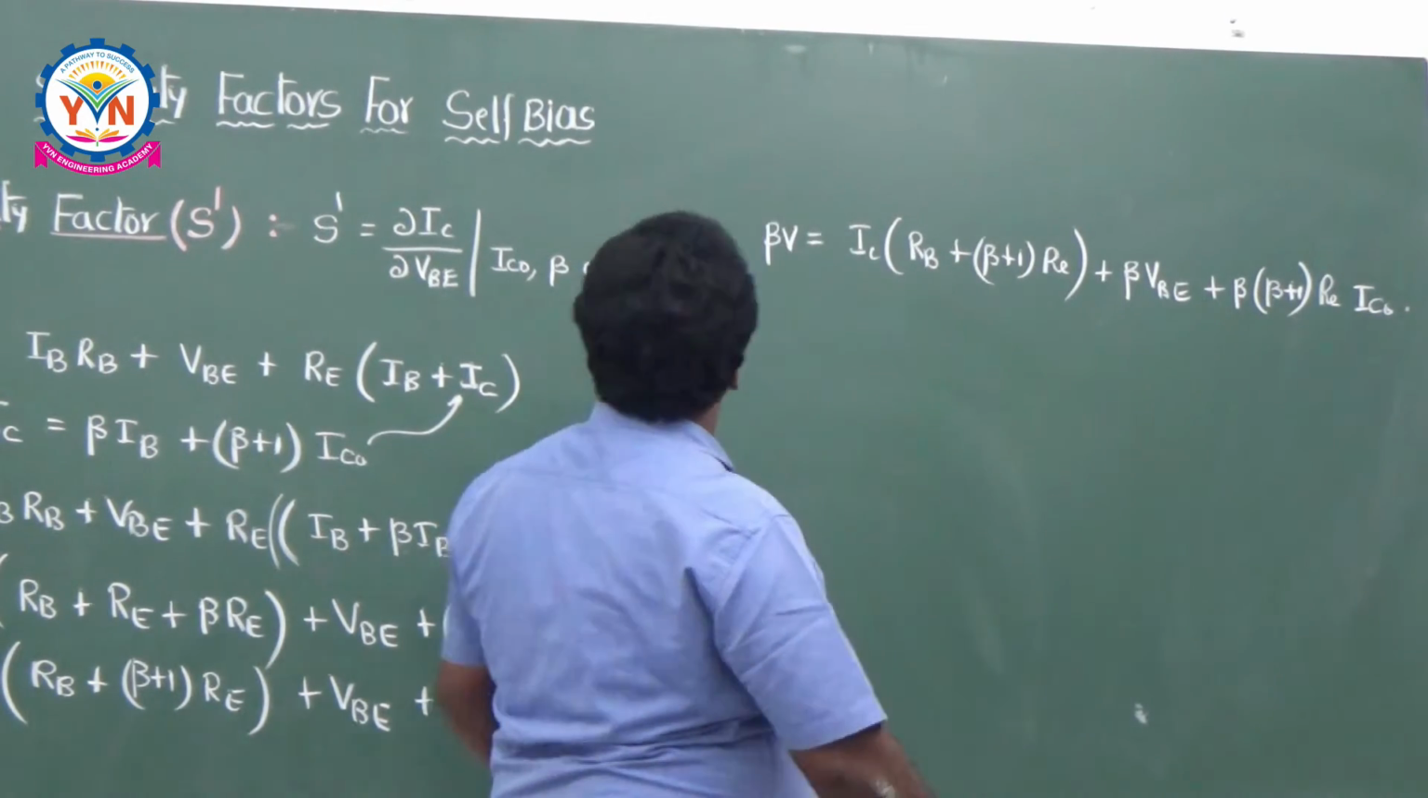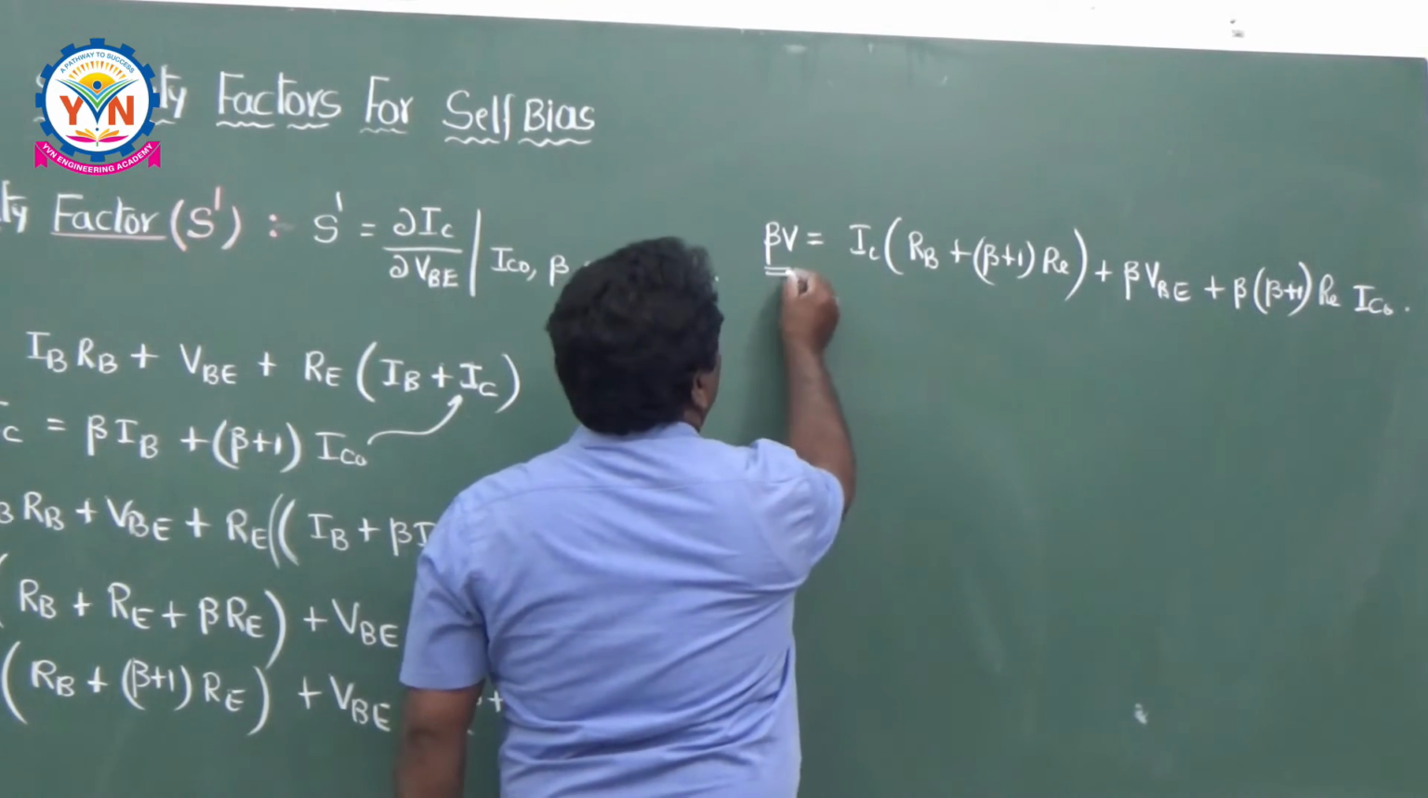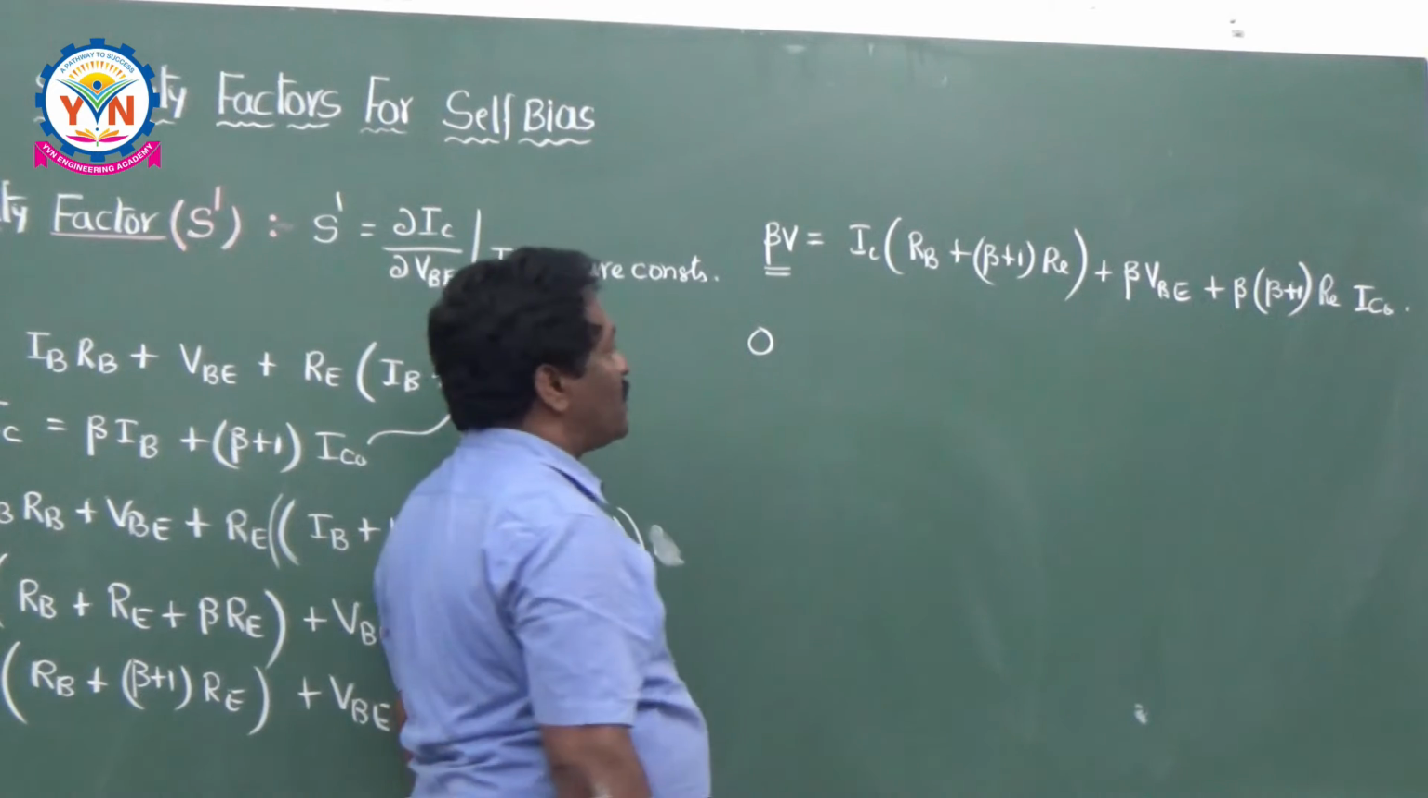Now I want this differentiation of IC with respect to VBE. So this is constant, its derivative is 0.